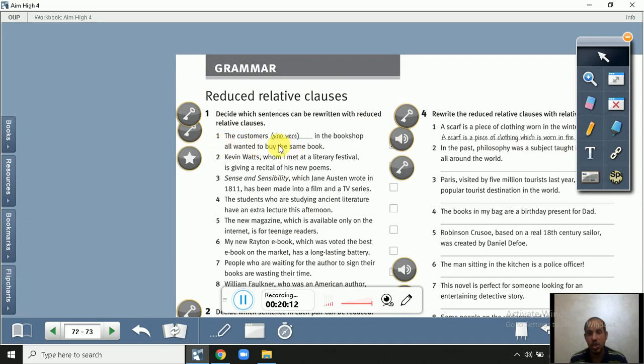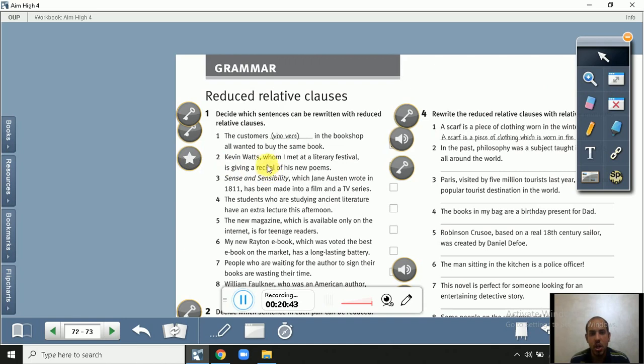The customers who were in the bookshop all wanted to buy the same book. So, who were relates to the customers. The customers is the subject, and the second condition is we have a relative pronoun combined with the verb to be. So, can I delete it? Can I reduce this sentence? Yes, I can. I can delete it.